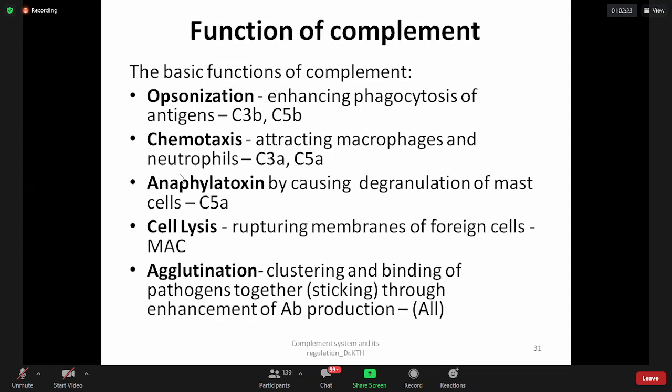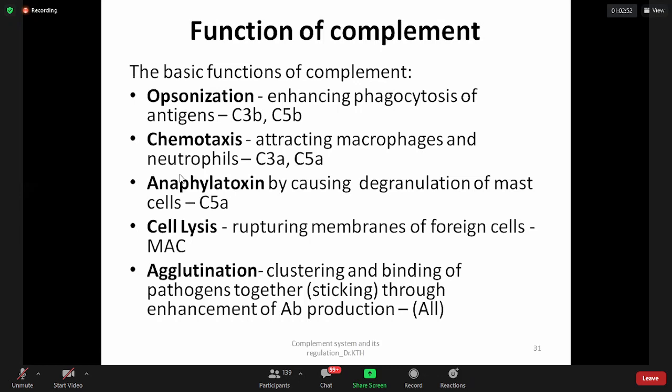So we have the C1 inhibitors, we have the decay activating factors, we have factor H and factor I inhibitors, we have the clusters of differentiation of these complement regulatory proteins that are usually found on the cells that are self and not on the antigens. What about the functions? What exactly does this complement do in the body?